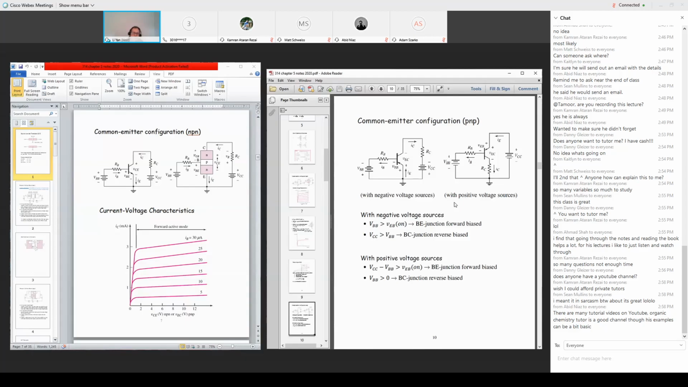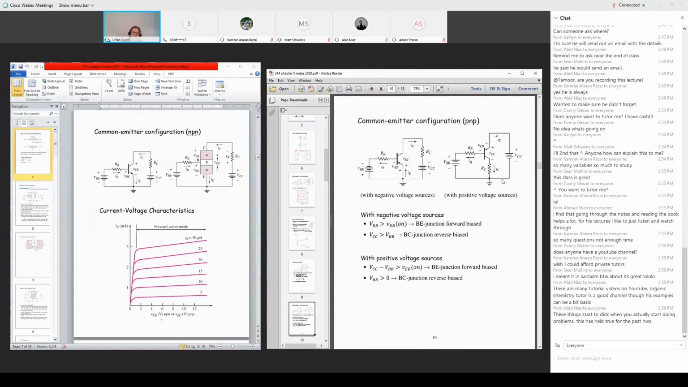In the new configuration, the base is still in the middle to the left. However, the collector through the resistor is connected to ground, and the emitter we put on the top. And we use a positive power supply voltage VBB to connect between the ground and the base. We use another positive power supply voltage to connect between the ground and the emitter. All right, so that's the configuration.